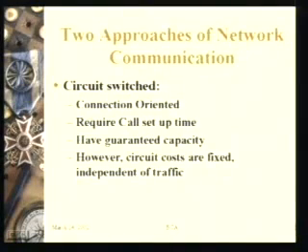Now, what are the approaches of network communication? If I am talking about networks, how do the networks communicate? How is the information passed? There are two basic approaches. One is called circuit switched, which is connection oriented. It is something like what you do in your telephone. A call setup time is taken. It has a guaranteed capacity. However, circuit costs are fixed and they are independent of traffic. So circuit switching is something like your telephone based system where circuit setups take place.